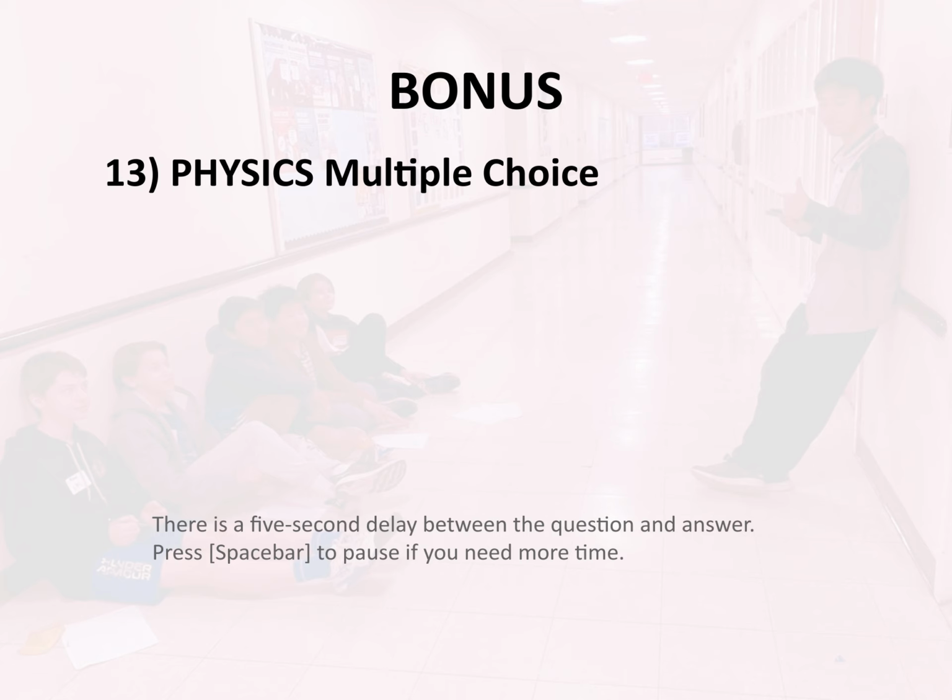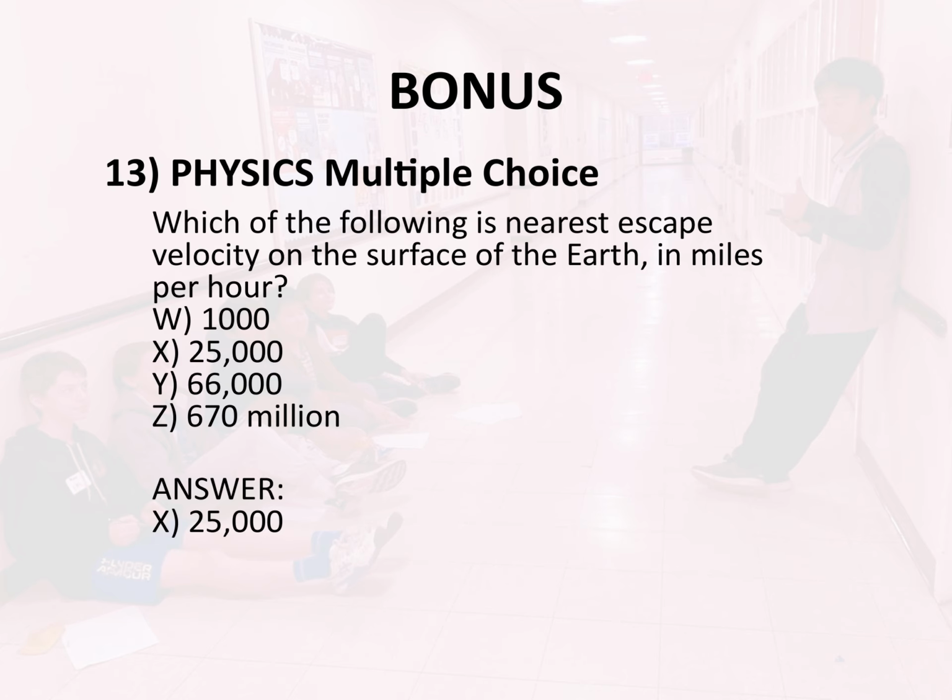Bonus 13. Physics. Multiple choice. Which of the following is nearest escape velocity on the surface of the Earth, in miles per hour? W. 1000. X. 25,000. Y. 66,000. Z. 670 million. Answer. X. 25,000.